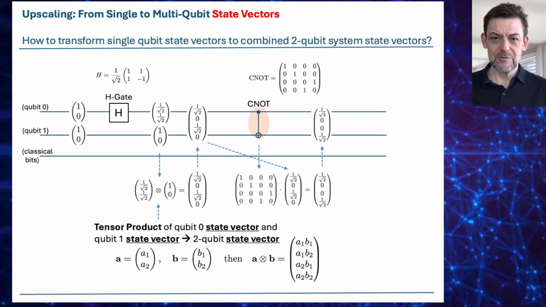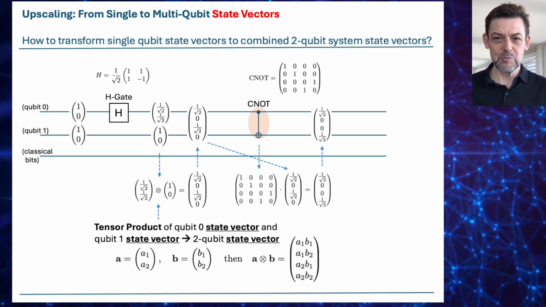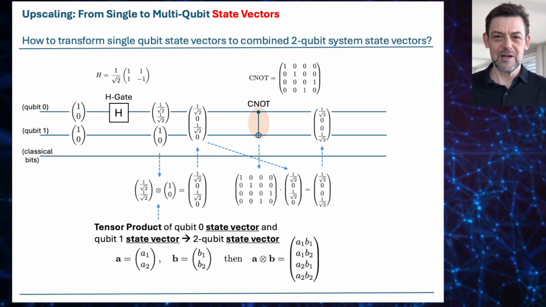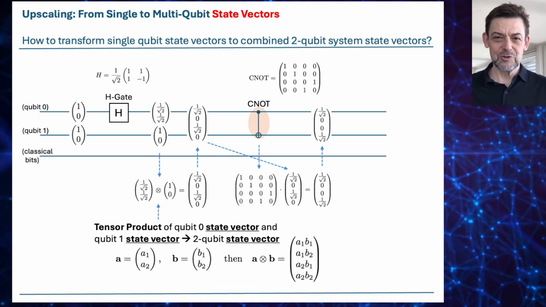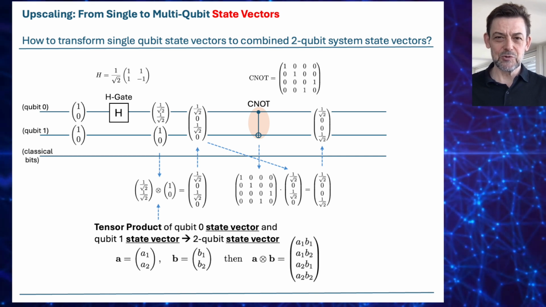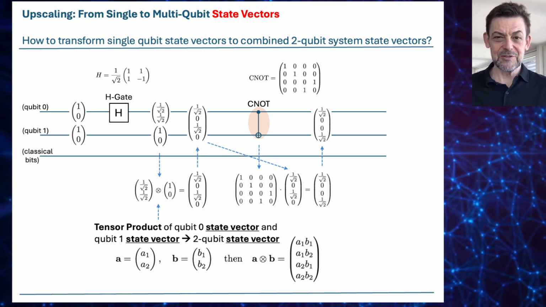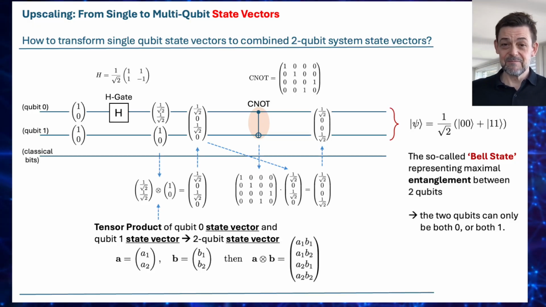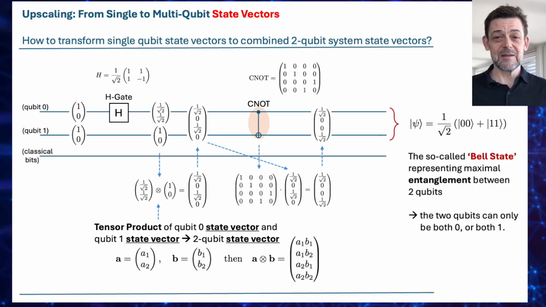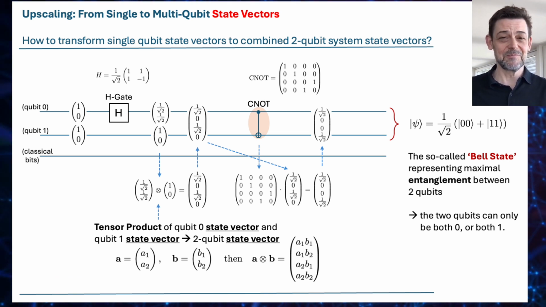Alright, now that we have the 4-state vector, we multiply it by the 4x4 CNOT matrix to get the final vector. The result is a 2-qubit state, 1 over square root of 2 times the basis state 0, 0 plus 1, 1. This is what's called a Bell state, and it represents a maximally entangled 2-qubit system.